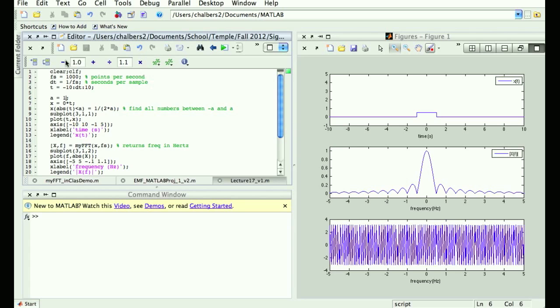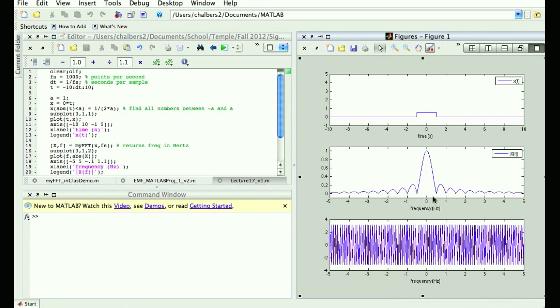Right. Okay, so we agree that the zero crossings are going to be pi over a radians per second, and if I make a smaller, then pi over a should get bigger, meaning that those zero crossings should spread out. What about the height of the function? Yeah, the same. As long as I keep the area at 1, the height of that function should stay the same. Let's try it, see what happens.